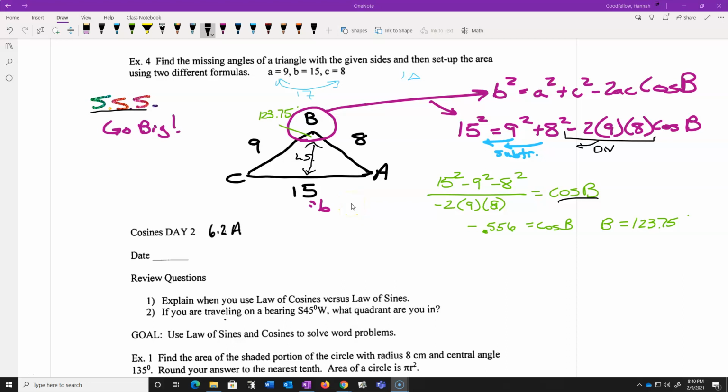All right, we're going to pick up from the idea that we did in 6.2 regular to 6.2a today. Before I go too far, I just noticed in the 6.2 one that I didn't actually answer this part down here where it says set up the area using two different formulas. Let me say something about those area concepts.